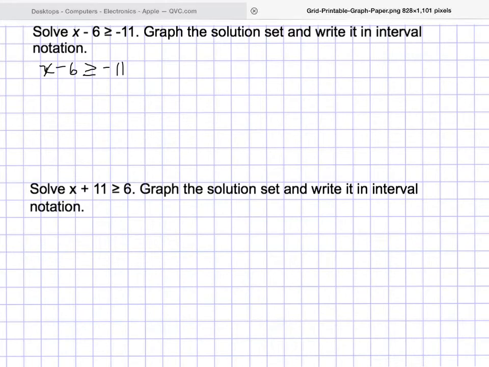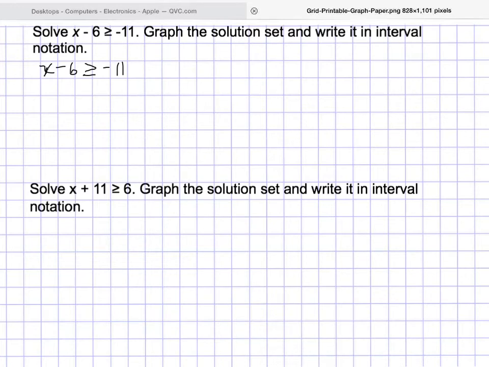You cannot graph a linear inequality until you get the x by itself. Okay, that's something you can't do. You cannot graph it until you get the x by itself. Also, you always want to get the x on the left side. Later on, I'm going to emphasize that a little bit more. You always solve to get your variable on the left side of the inequality.